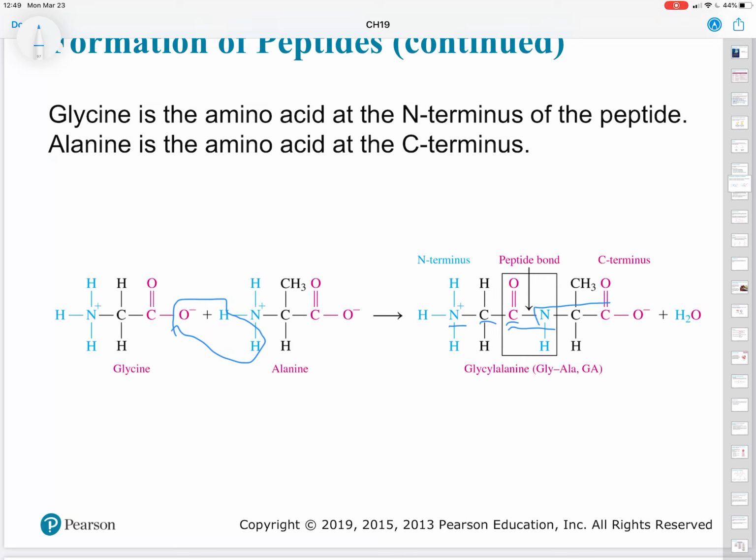NCC. We're going to see that in our peptides. This is a good spot to emphasize that when we start to hydrolyze peptide bonds, break them apart, that's where we're going to break them: after the carbonyl carbon, and that nitrogen.